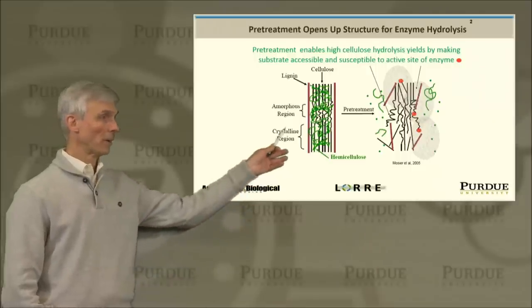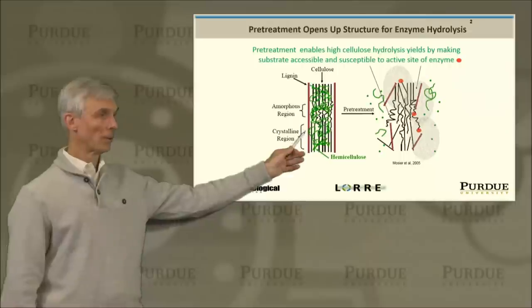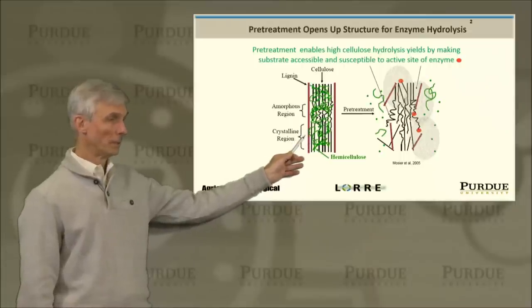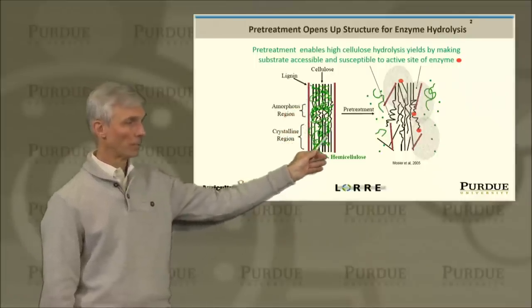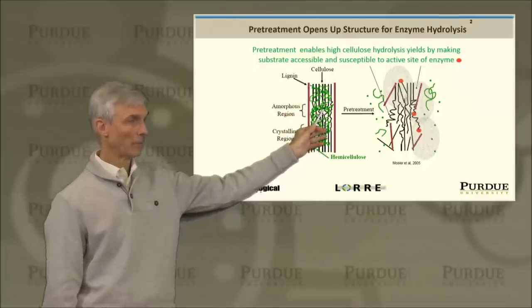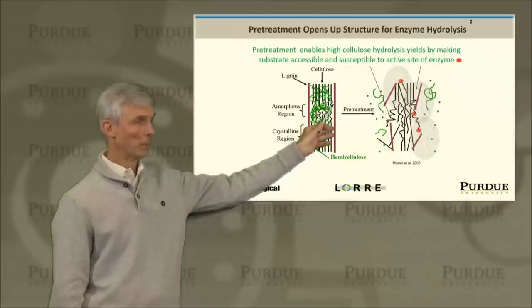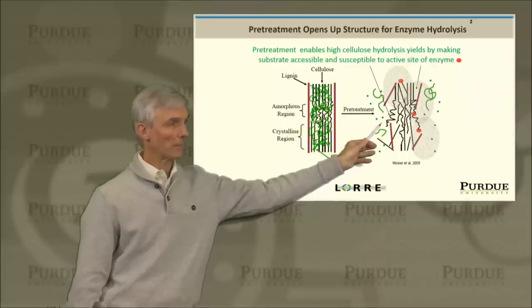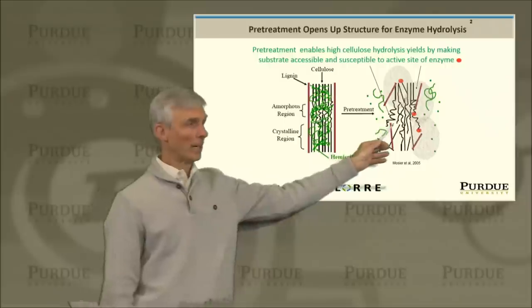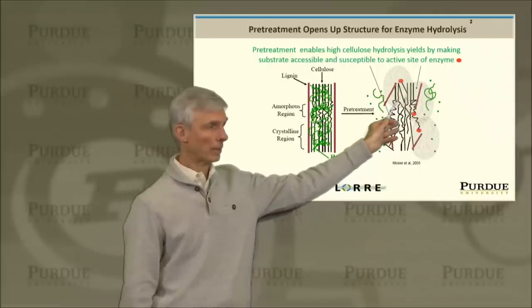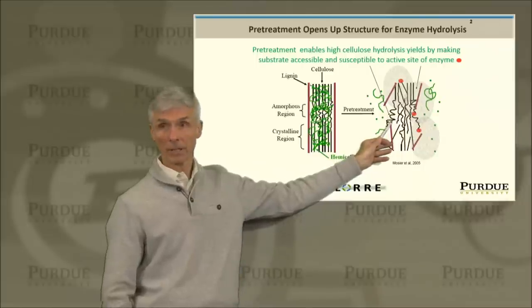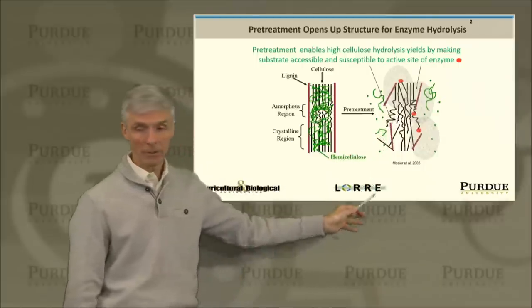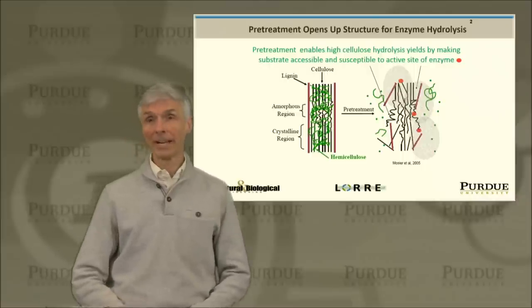And if you look at our cartoon, this is one from Mosier et al. a few years ago. You can see the lignin, solid line, cellulose, the black line, the green is the hemicellulose. And when we carry out pretreatment, we open up the structure so that the enzyme, the red circles and the light gray, can access the cellulose and hydrolyze it, forming glucose, a soluble product in the process. And so this is the way it's supposed to work, and in fact it does.